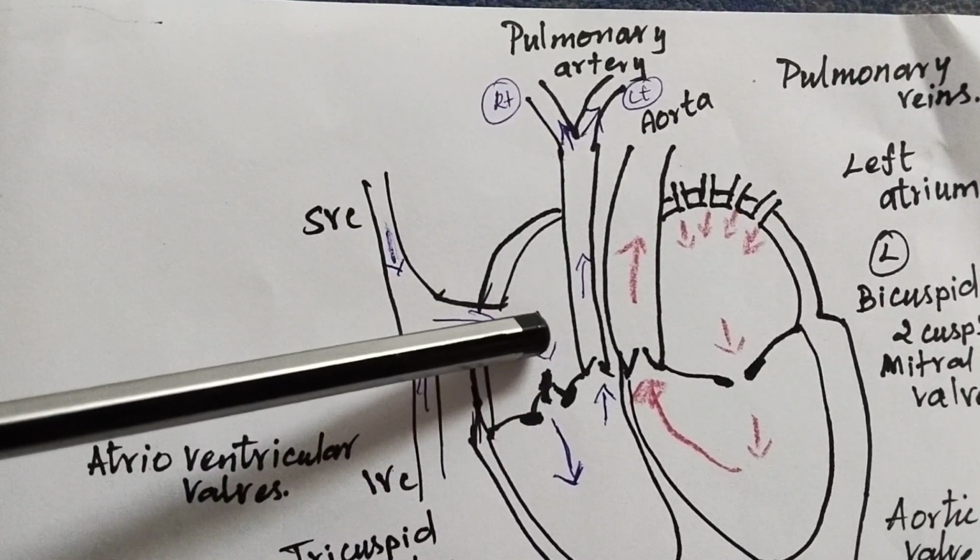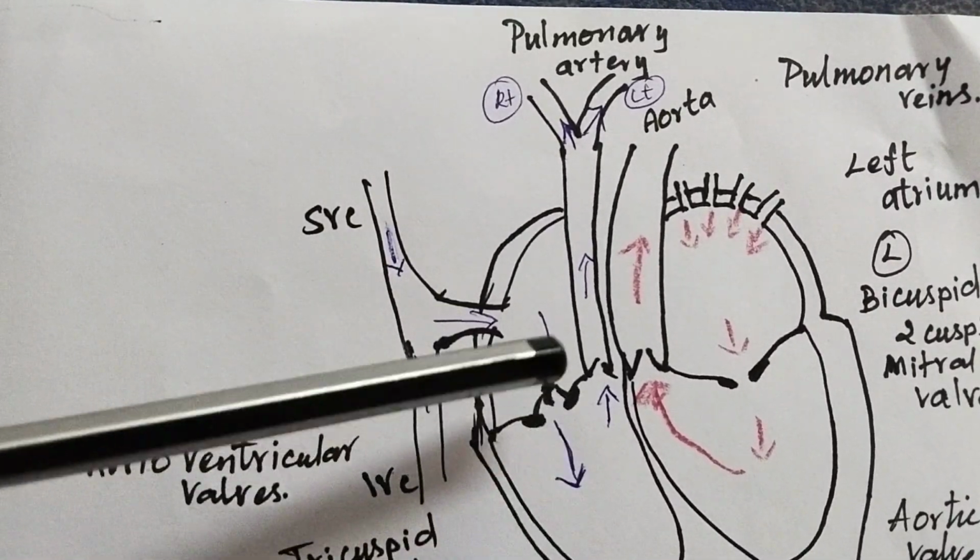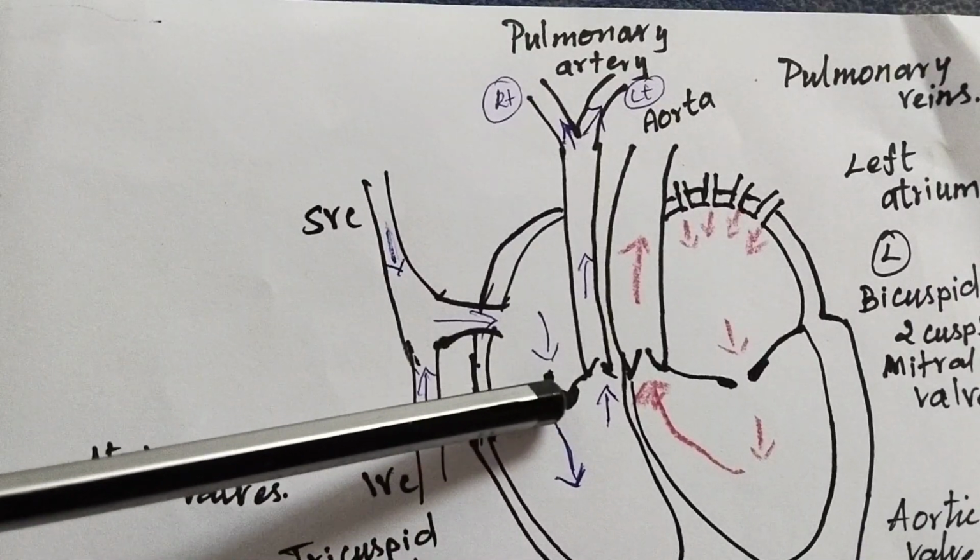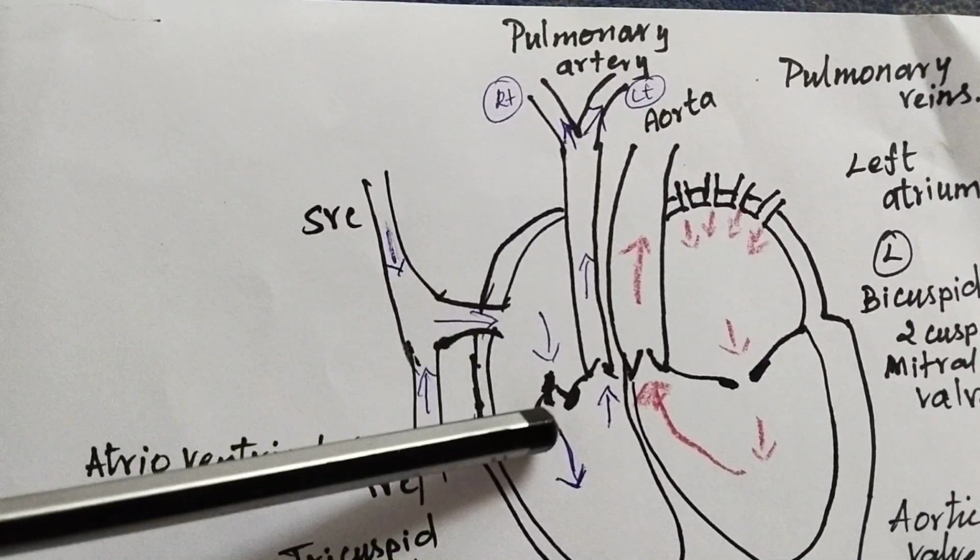From the right atrium, it goes to the right ventricle. This is the tricuspid valve. Three cusps are there.